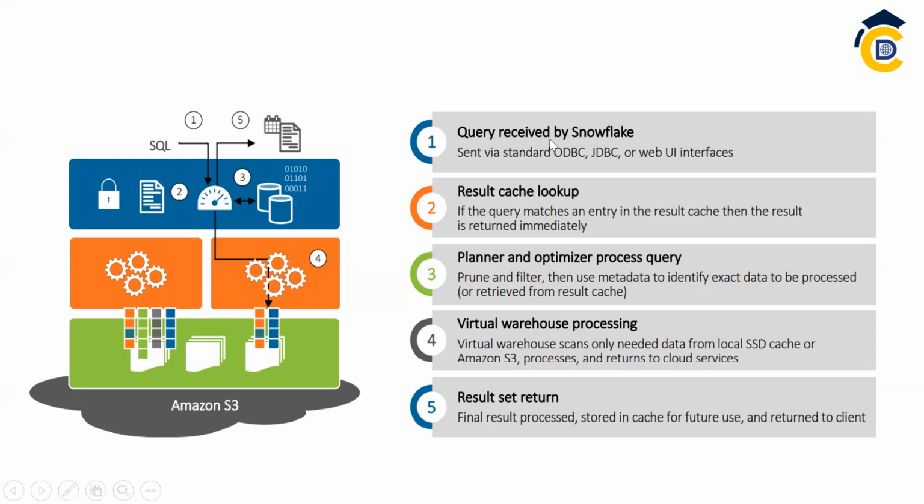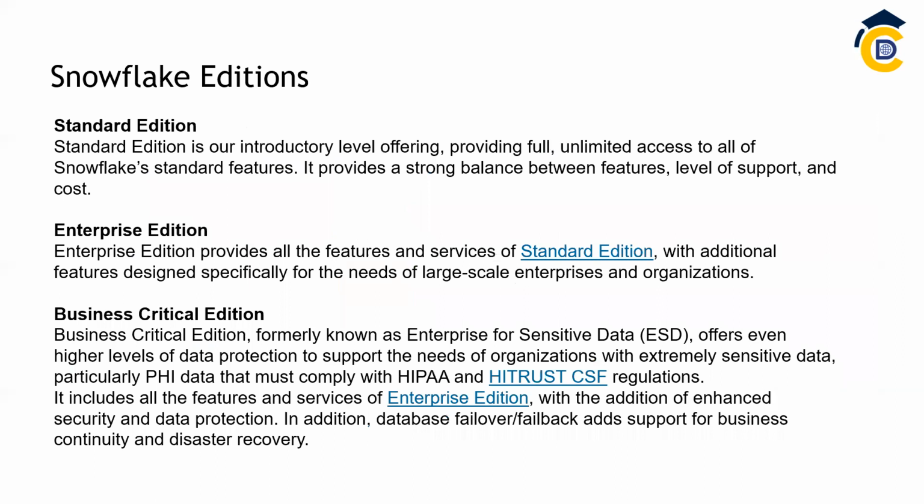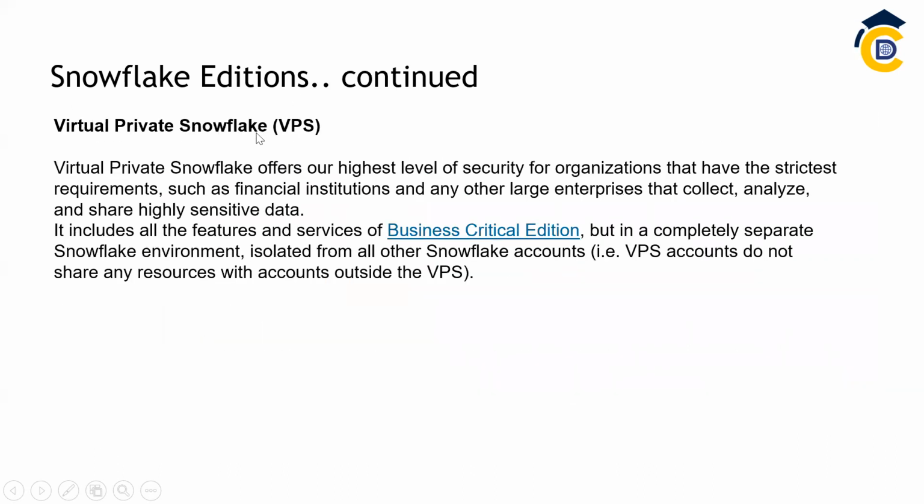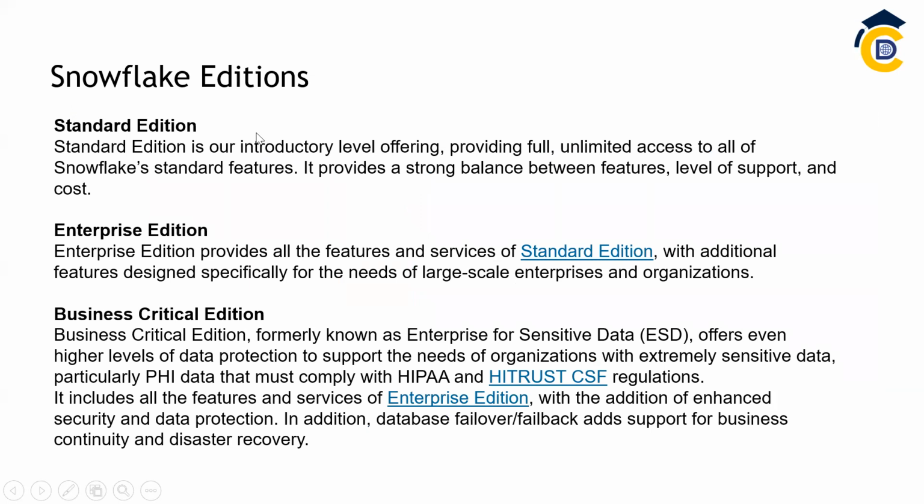So guys, Snowflake basically comes in different editions. There are 4 editions which Snowflake comes in. The basic one is called standard edition. Then after that is enterprise edition, business critical edition, and then virtual private Snowflake. Most of the clients or businesses that I have seen go for business critical editions.